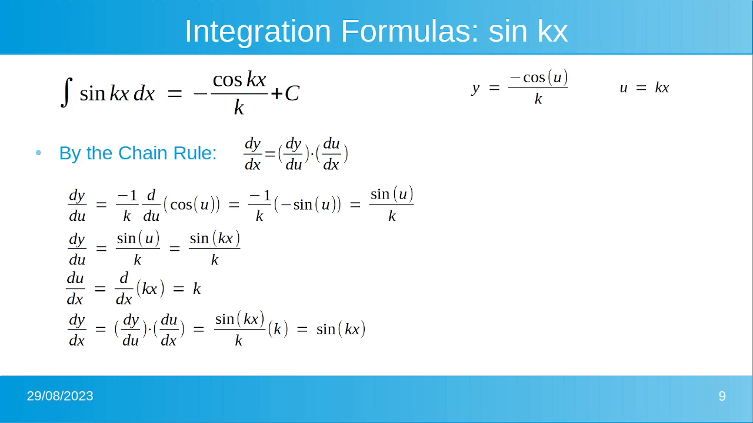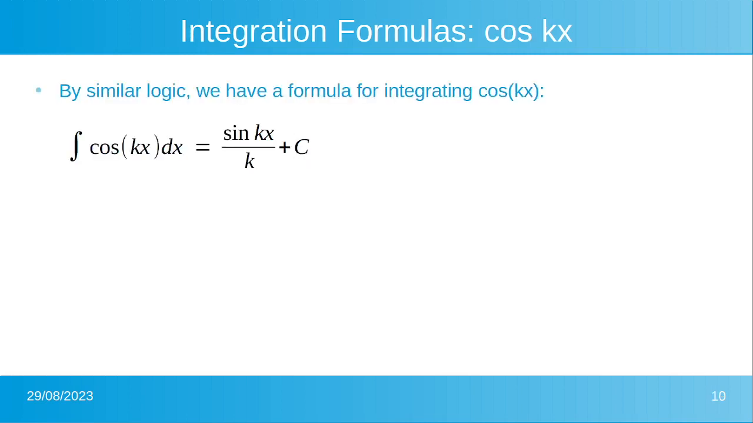So it's worked out. To look at that formula up at the top left of the screen, we've differentiated the result, those terms on the right hand side, and it's brought us back to the function on the left hand side, sine kx. So by similar logic, we have a formula for integrating cos kx. If you apply the same logic as we did in the previous example, we get that the integral of cos kx with respect to x is equal to sine kx over k plus c, the constant of integration.